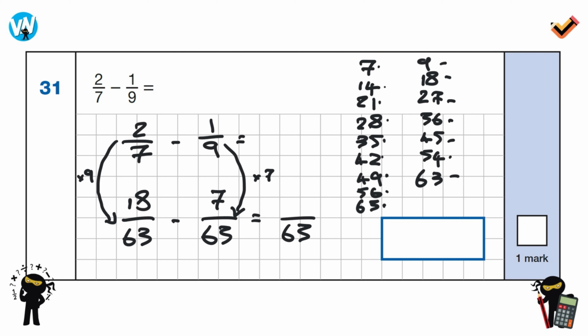18, and now we're in a position to answer the question. 18 take away 7 is 11. So we've got 11 over 63. So again, that's the last example, but it's a bit of a stinker.